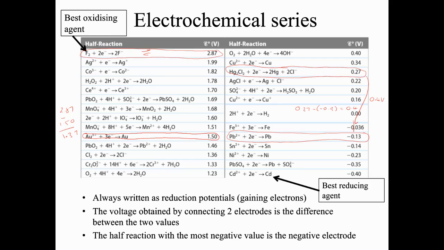And we need to be able to determine which is the most negative value, because that's going to be the negative electrode. So if we connected these two, if we go back to that example, even though that's positive, this one here is more positive, so this would be the positive electrode, and this one would be the negative electrode. And it's easier to see if you've got one value that's positive and one that's negative. So if we had these two connected, this would be the positive electrode, and that would be the negative electrode.